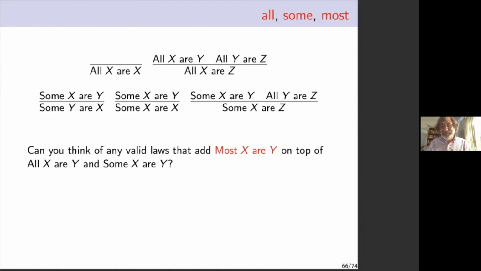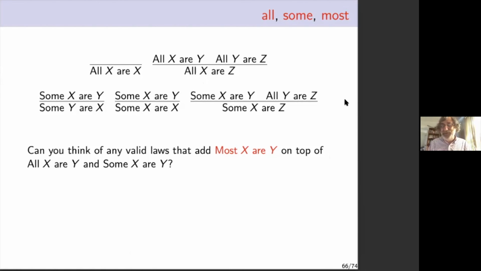So how about if I say, most X are Y, then some X are Y? Okay, good. That sounds great. Thank you, Corey, for this one. So most X are Y, you can conclude some X are Y. Any others? There's a bunch of other interesting ones.